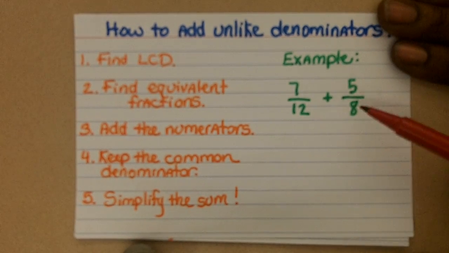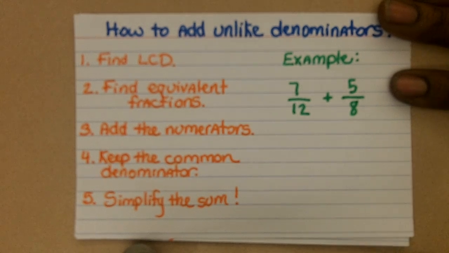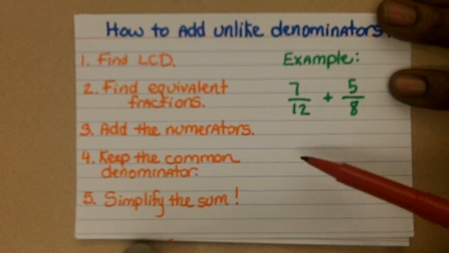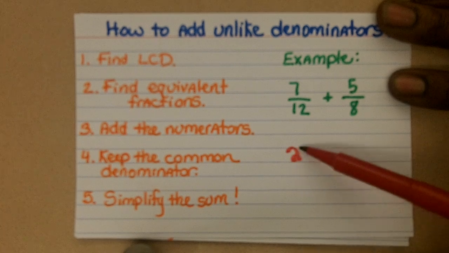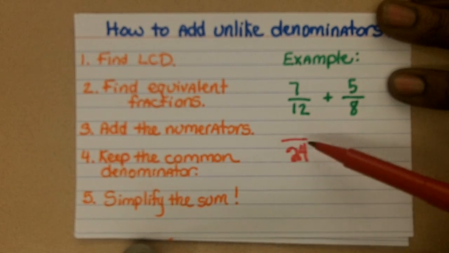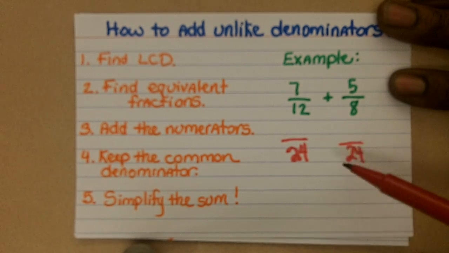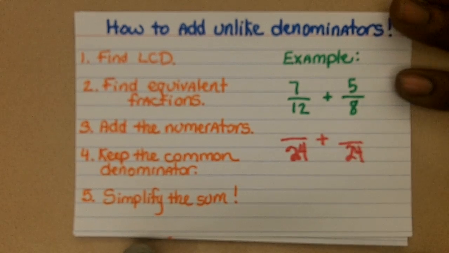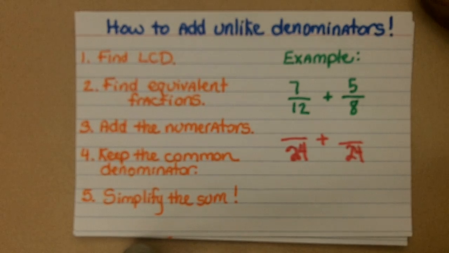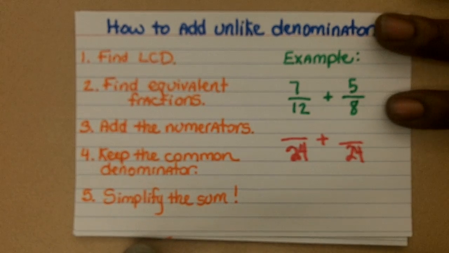So we have the 12 and the 8. We've talked about how to find an LCD before. So I'm going to skip all that work. 12 and 8 have a common multiple of 24. In fact, it's the least common. So that will be my LCD. Step number 2 is to find the equivalent fraction.